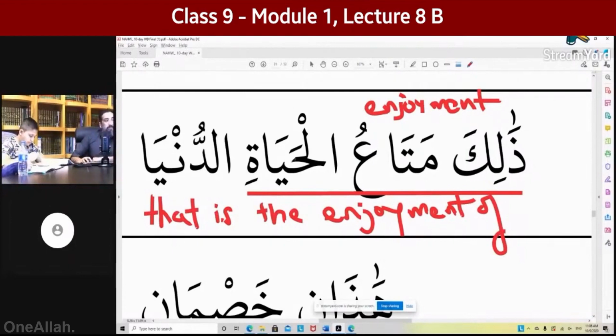Now, tell me 4 properties of al-hayati. Step by step. It's jar. Good. So number, it's 1, because the round ta tells you 1. It's feminine, because the round ta tells you feminine. And it is proper. Good. Tell me 4 properties of ad-dunya.